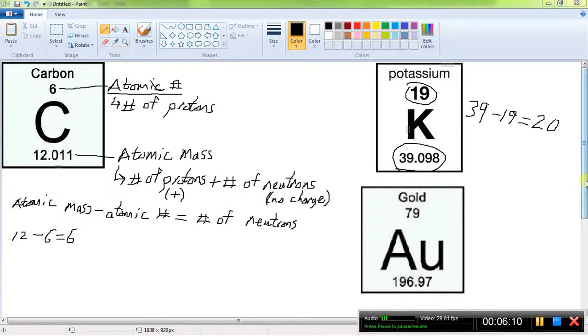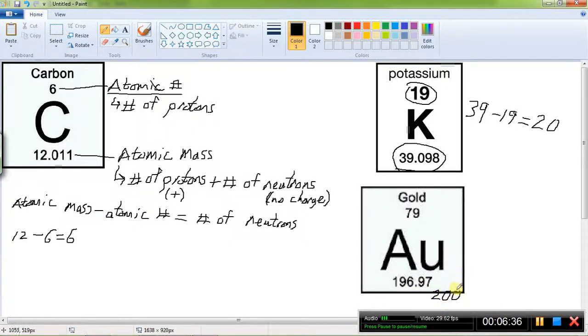And now let's talk about gold. So gold, we can see, look at this, 79 is the atomic number, 197 is the atomic mass of gold. So again, that's the average atomic mass. Let's say we have a gold atom though. Let's say this is a gold atom that, let's pretend, has 200 atomic mass. Remember, this is just the average atomic mass.